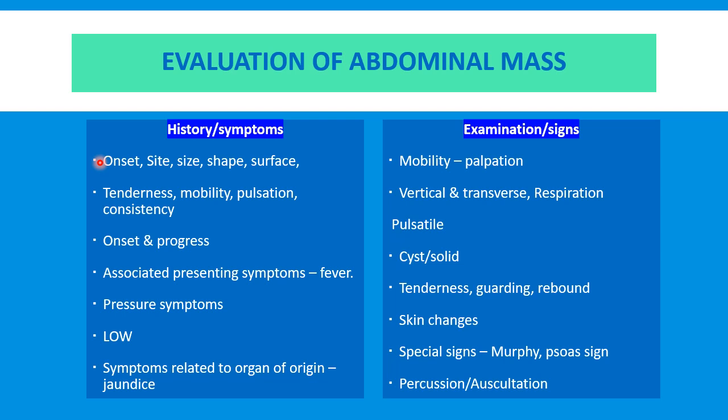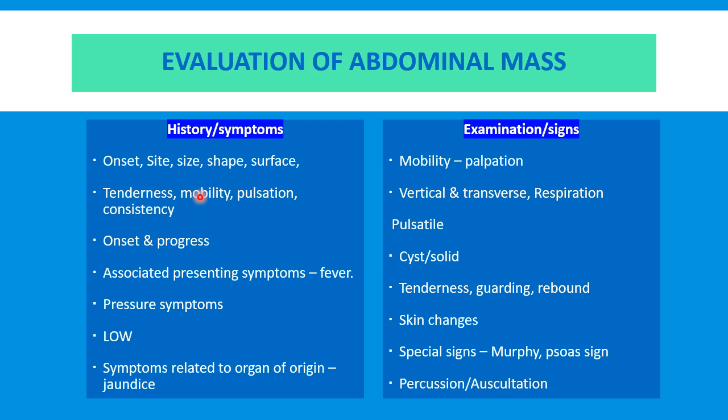Insidious chronic onset can usually be a malignant lesion, whereas acute onset is unlikely to be a malignant lesion unless there is a complication of the malignancy, and it's usually due to infection or other inflammatory causes. Next, you go to tenderness, mobility, pulsation, and consistency of the mass. Tenderness is very important. A tender mass is usually not malignant, whereas in a non-tender mass the chance of malignancy is higher.